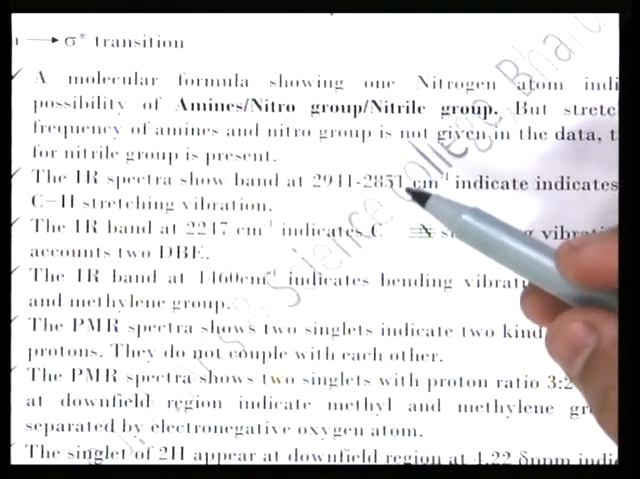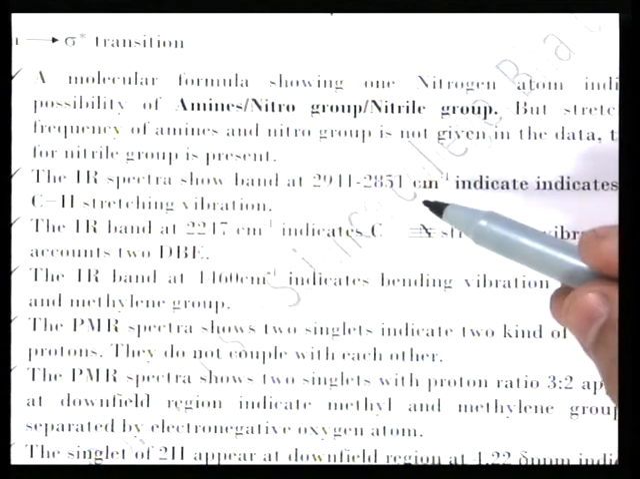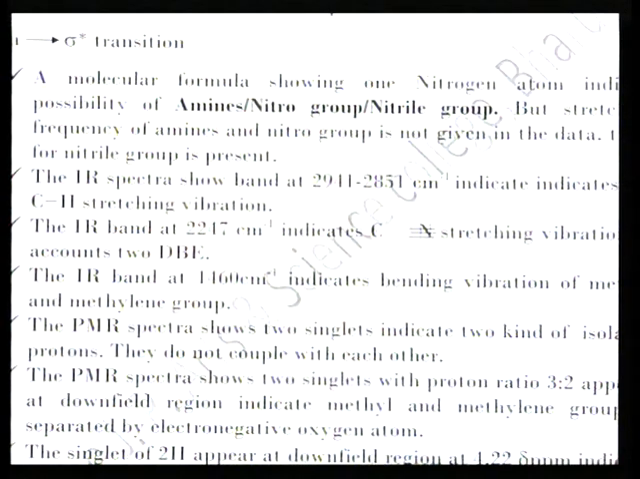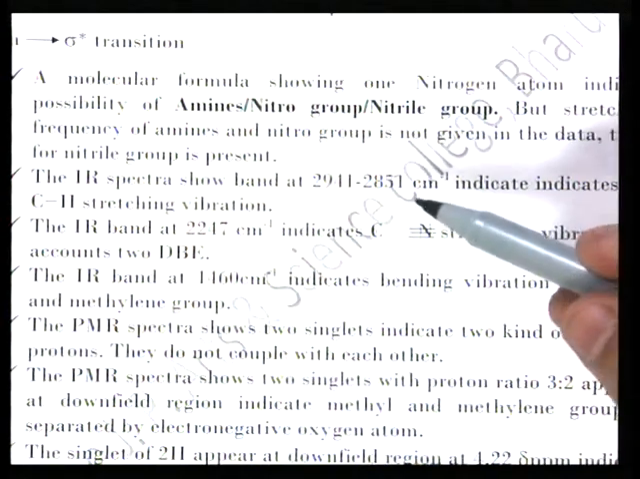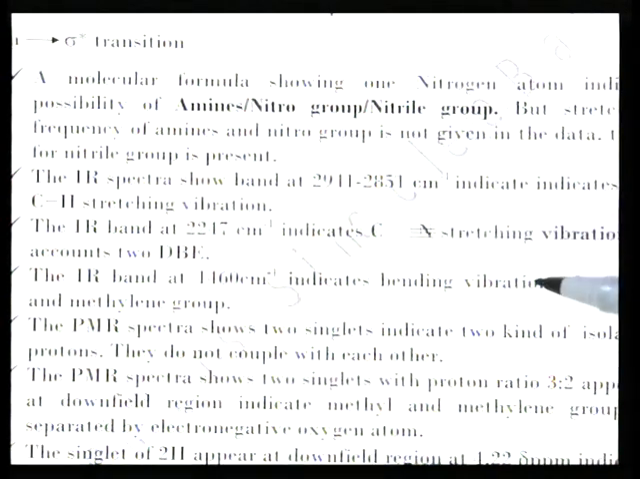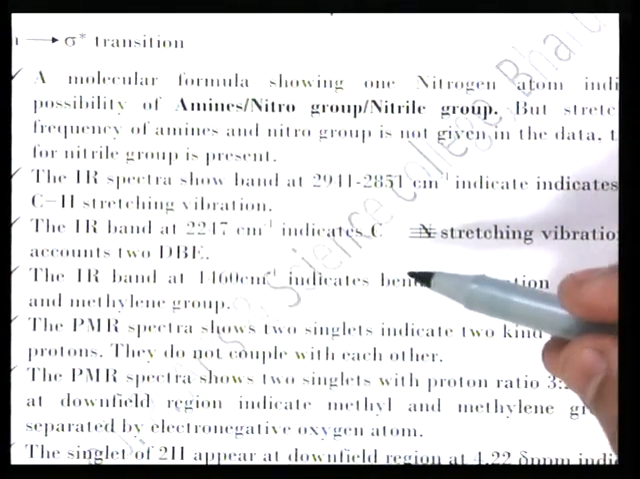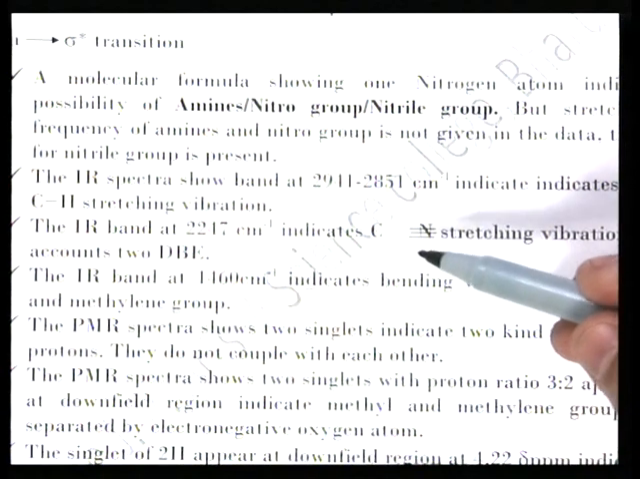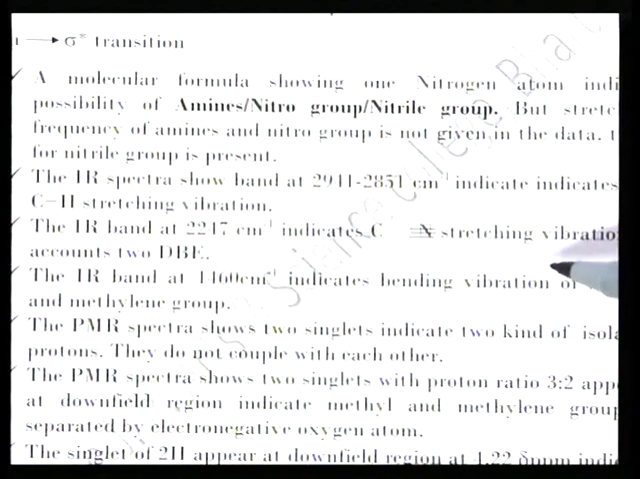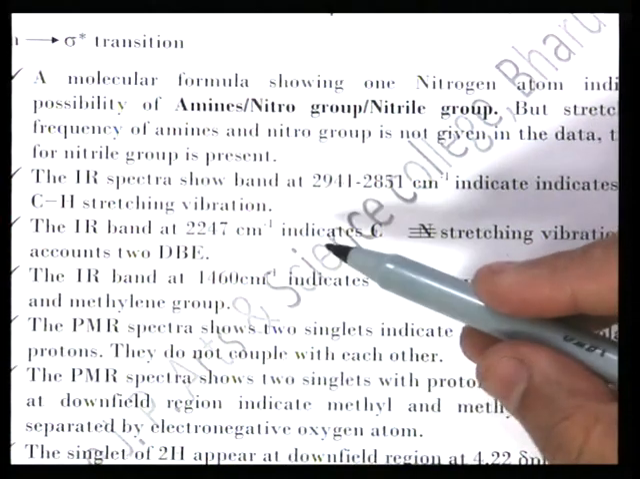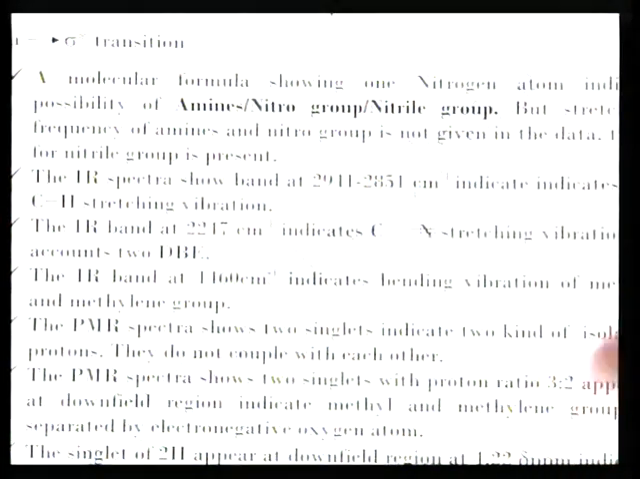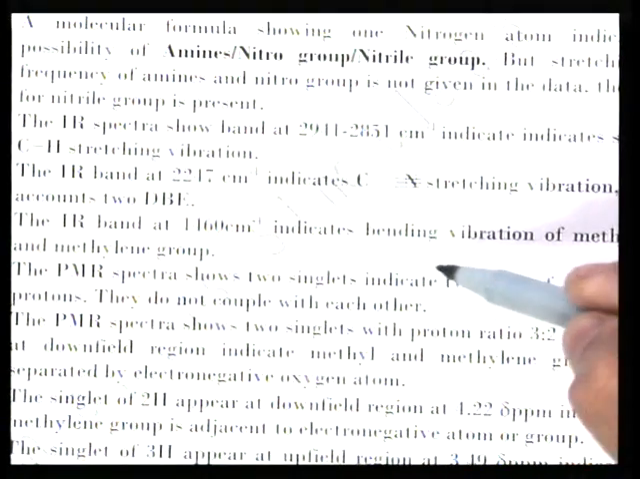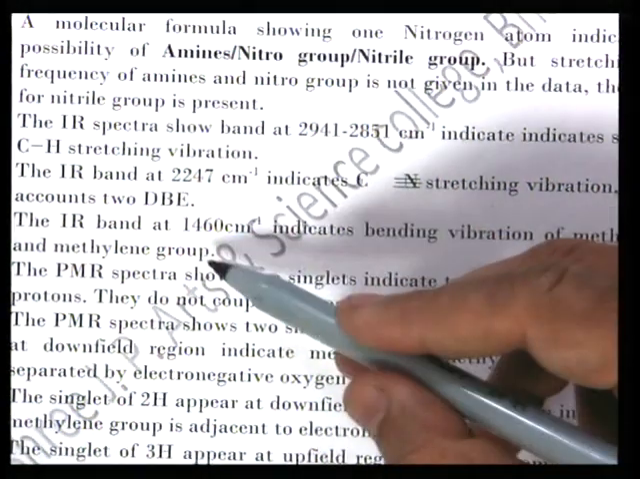Looking at the IR spectrum, the absorption band at 2941 to 2851 centimeter inverse indicates sp3 C-H stretching vibrations. The second band, observed at 2247 centimeter inverse, indicates C triple bond N stretching vibration, and it accounts for the double bond equivalents. The third IR band, observed at 1460 centimeter inverse, indicates bending vibration of methyl and methylene groups.